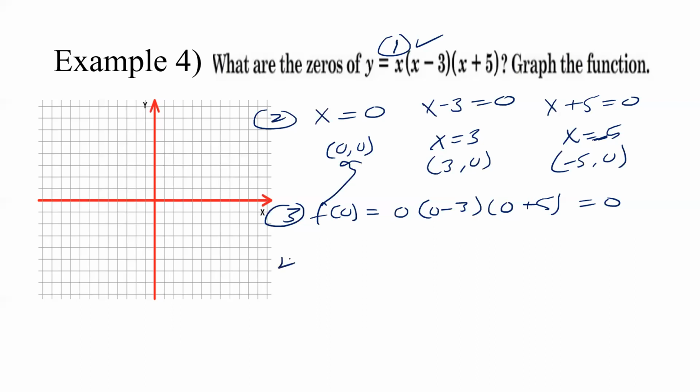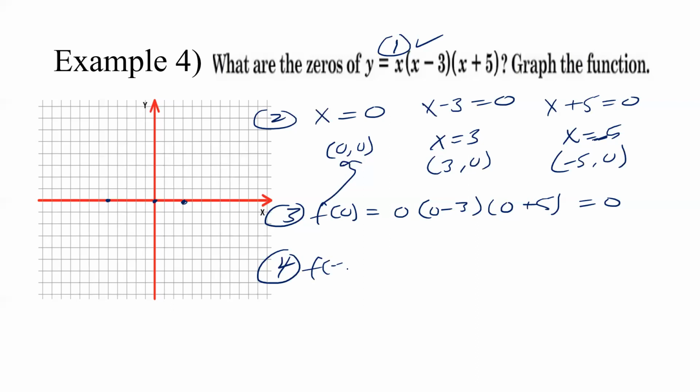Okay. Step 4 is to choose values in between your x-intercepts to make it a little more accurate. So we're at 0, 0. We are at 3, 0. We are at negative 5, 0. So I'm going to choose a point in between. I'm going to go with a value in between. I'm going to do -3.